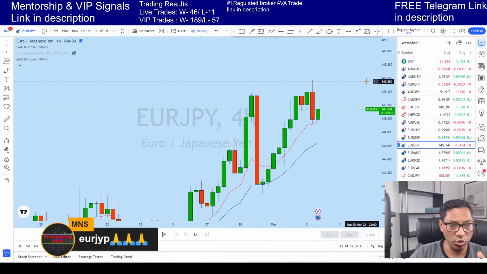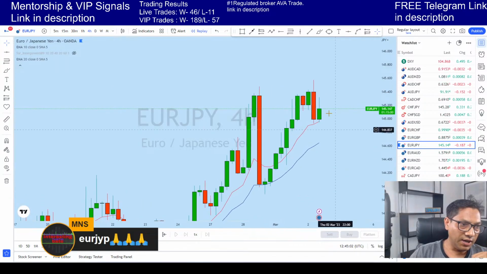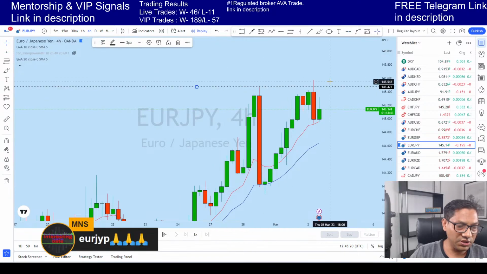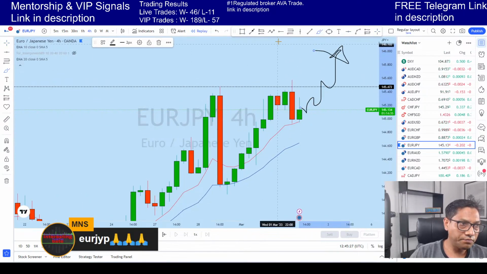Now EURJPY, I have posted the analysis. You have seen that. We bought from here, it created a false breakout and then immediately came back down. This happened in the market. It's a clear liquidity gap in this movement. The reason it reverted back is because of this resistance. You can see a big rejection from this resistance, and the way it formed, it should be bullish. I think this market will ultimately go up.